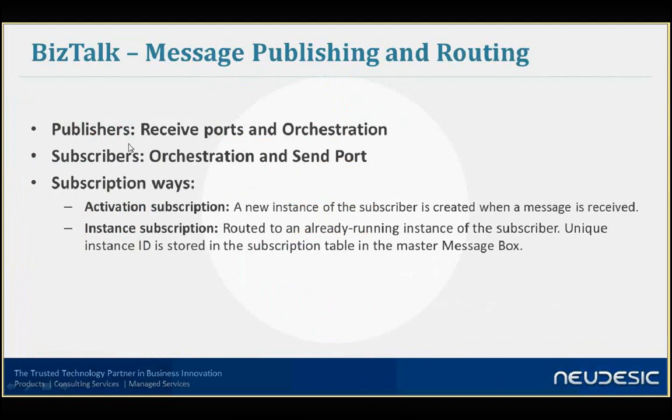So we saw in message publishing and routing, a few things are very important: publishers, receive ports, and orchestrations. These can publish messages to the message box. A receive port can receive a message, process it through pipelines, apply inbound mapping, and then publish to the message box. Even an orchestration can create a new message by modifying a property or adding a new property.